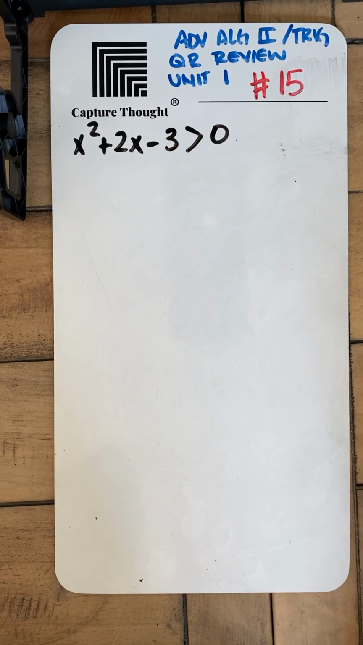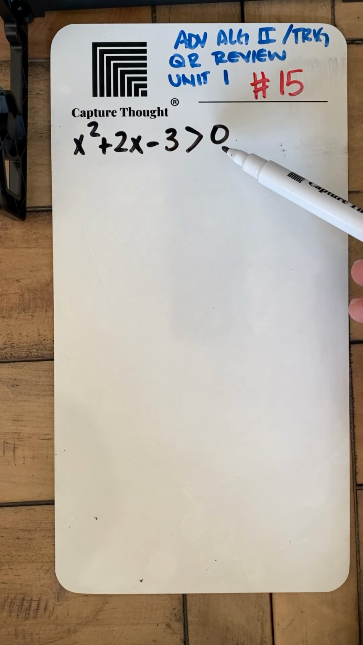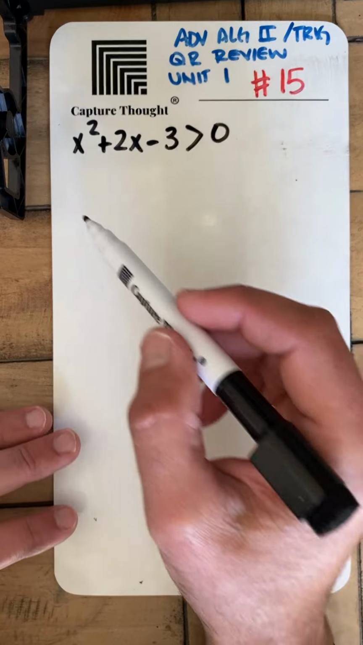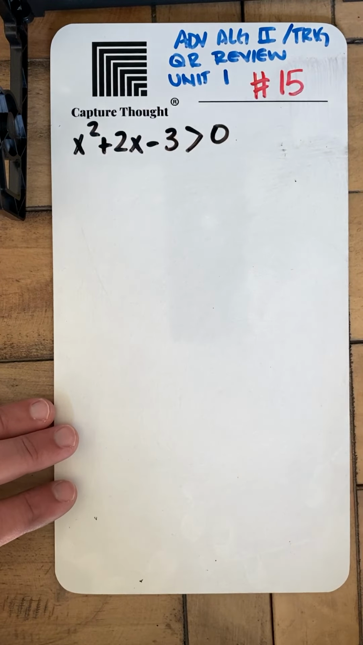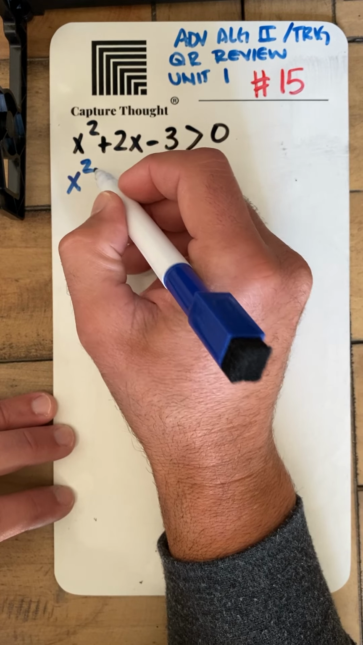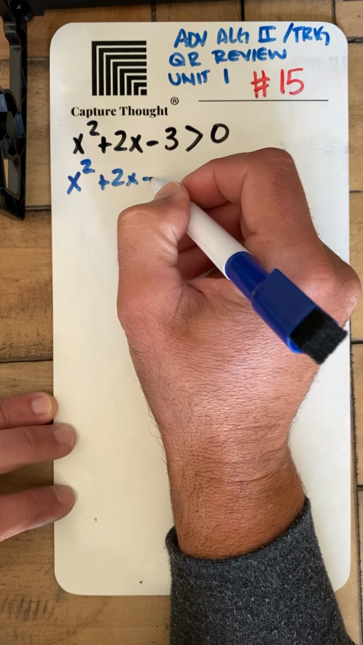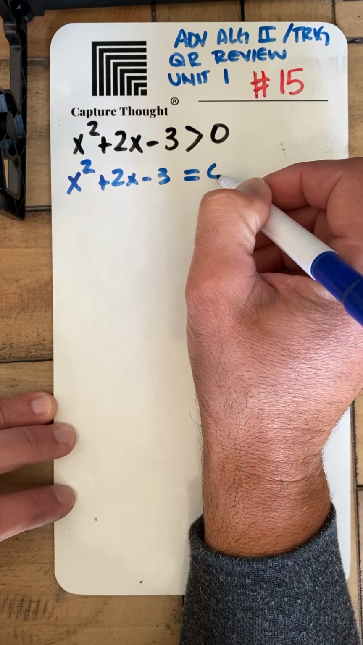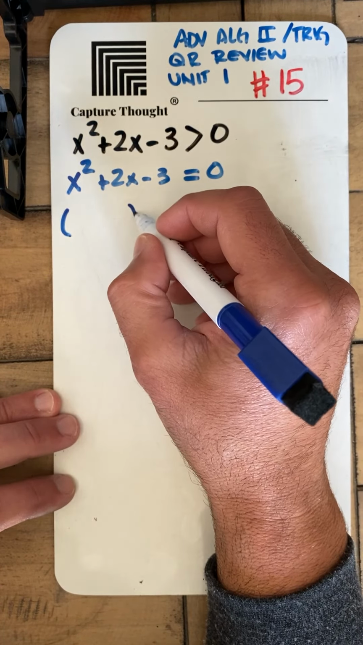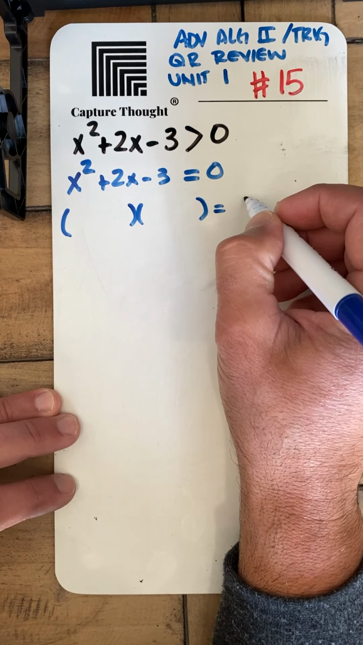Okay, number 15 on the QR code review is asking us to solve the polynomial inequality and then graph the solution set. All right, so the first thing I'm going to try and do is set this equal to 0 and find my critical values. So x squared plus 2x minus 3, let's set it equal to 0 for the time being and try to find the critical values where this polynomial does equal 0.